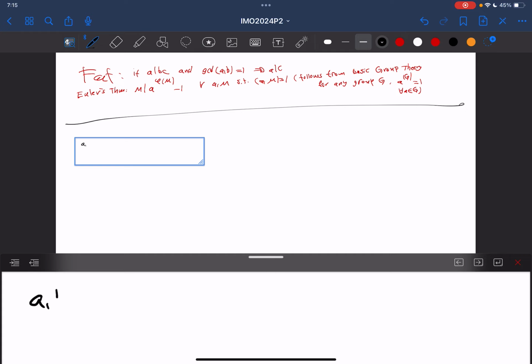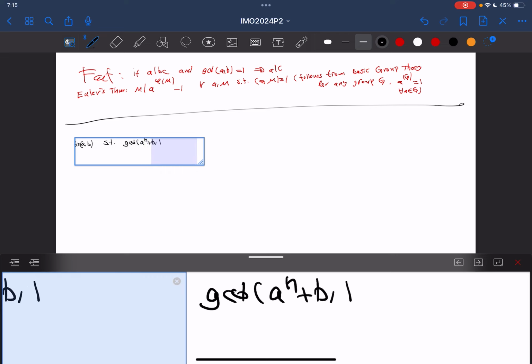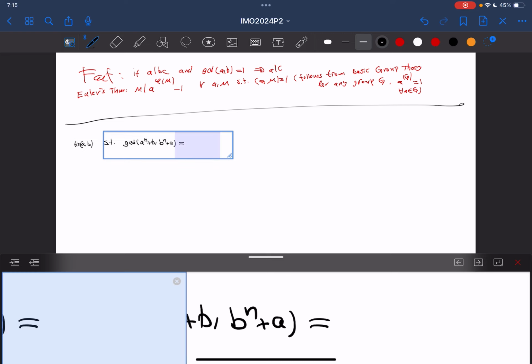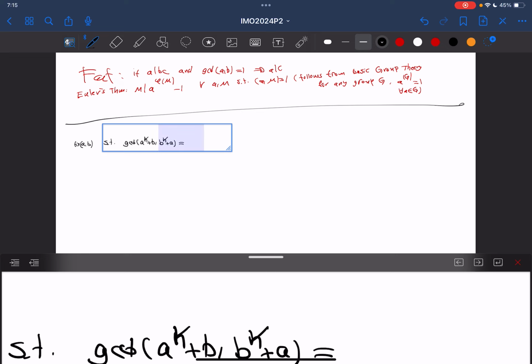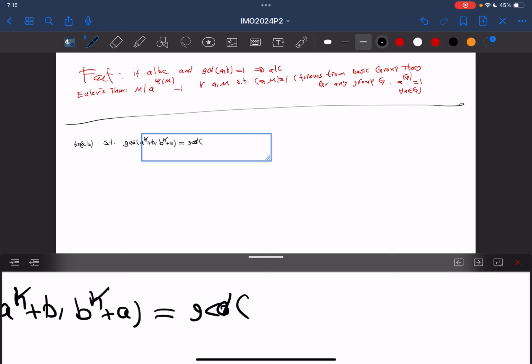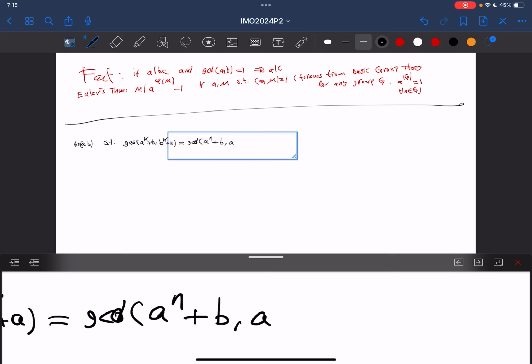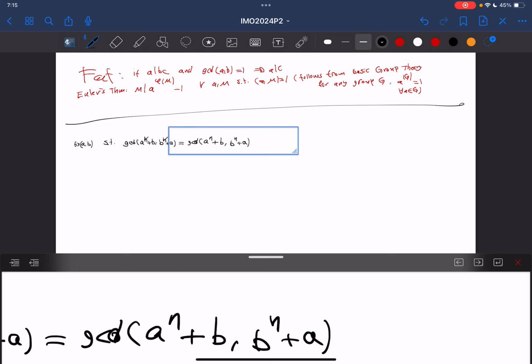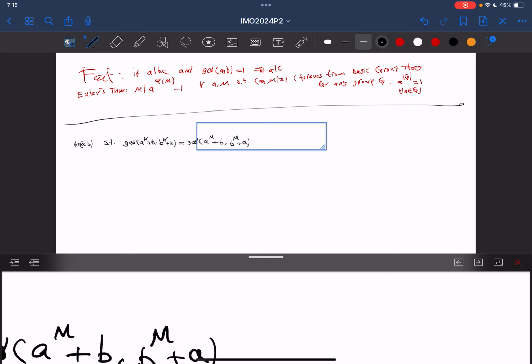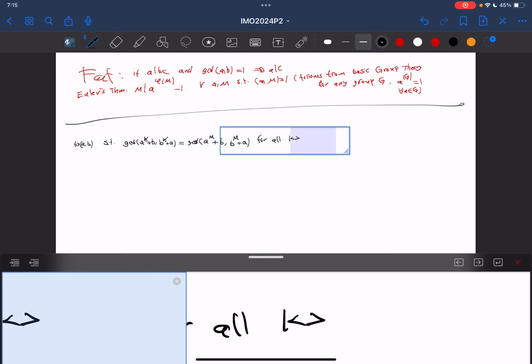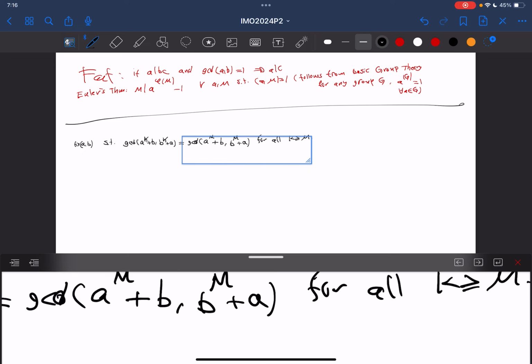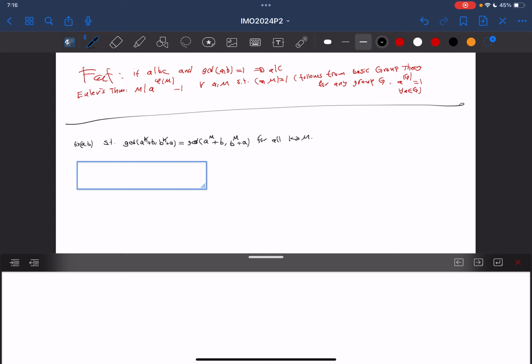Suppose that a and b have the property. That means we fix a and b such that the GCD of a to the power k plus b and b to the power k plus a is equal to some constant, let's put M here, for all k larger than or equal to M. Awesome. Now let's actually do this.